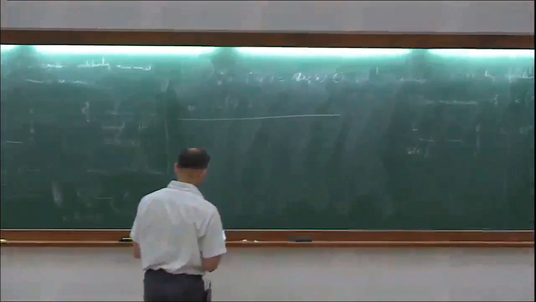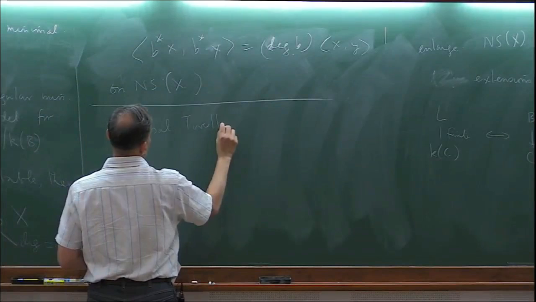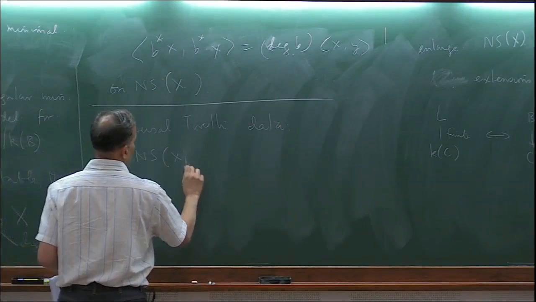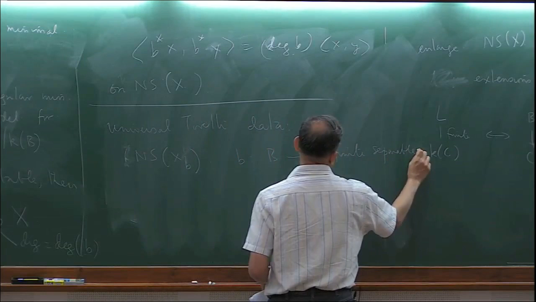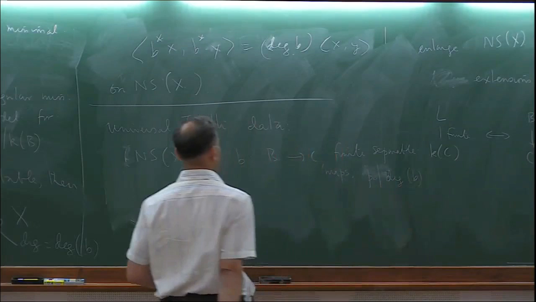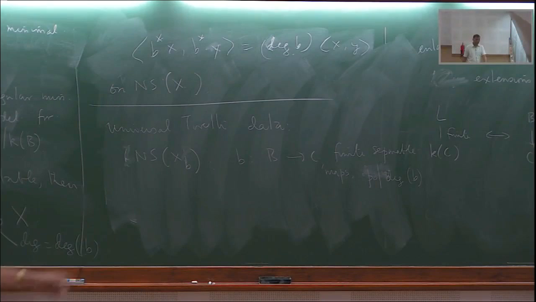Okay, so then I'll say what a universal Torelli data is. The universal Torelli data is this collection of NS X_B, as B to C ranges over all finite separable maps. And maybe I'll assume that the characteristic p does not divide the degree of B. This theorem is valid over any characteristic. It's not necessarily over characteristic zero, whereas the usual Torelli theorems are over characteristic zero.